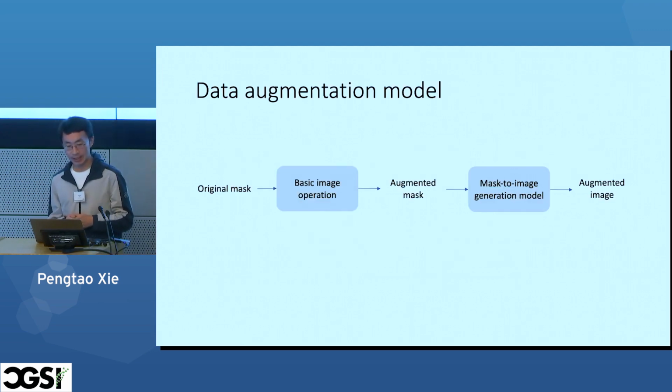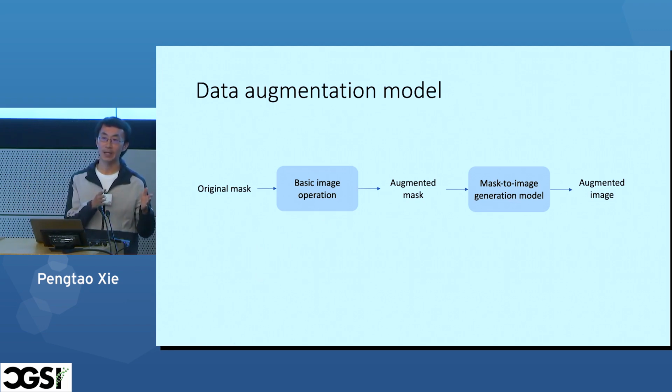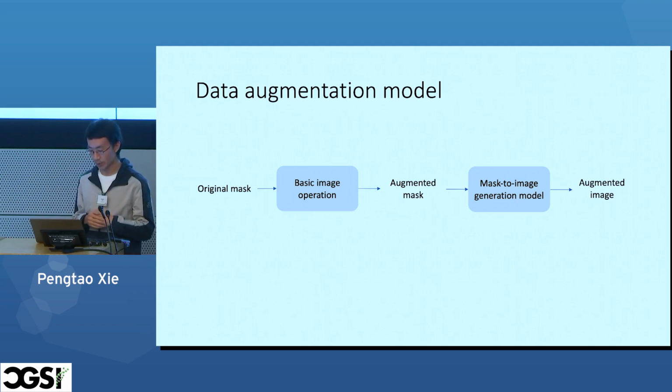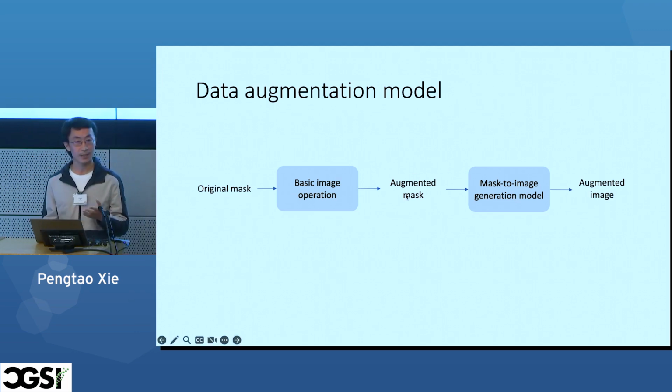Okay, so this is how the data augmentation is conducted. So we basically take a reverse approach. The forward process is we have an input image, medical image, and we want to predict the segmentation mask. Then we reverse this process. So we take a human-labeled original segmentation mask, then do some basic augmentation operations, such as flipping, rotation, translation, etc. Then we get some augmented masks.